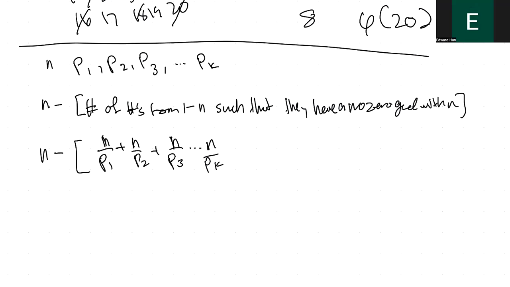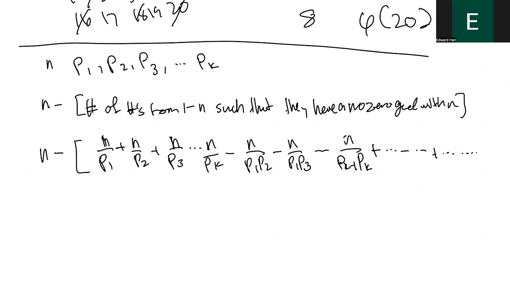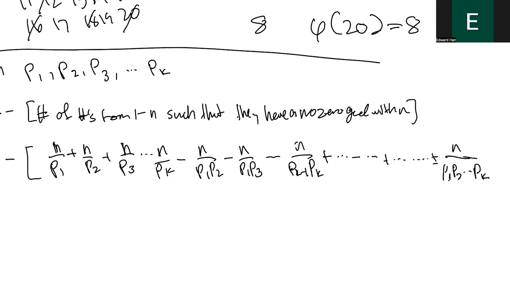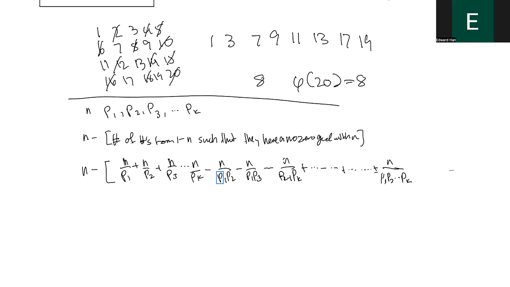And so we need to subtract n over p1 p2, and then n over p1 p3, and so on until we get n over p(k-1) pk. And then we add back the ones that have three, minus the ones that have four. Then we add back the ones that have five, and we keep going until we get plus or minus n over p1 p2 all the way to pk. And so this is the end of our PIE thing.